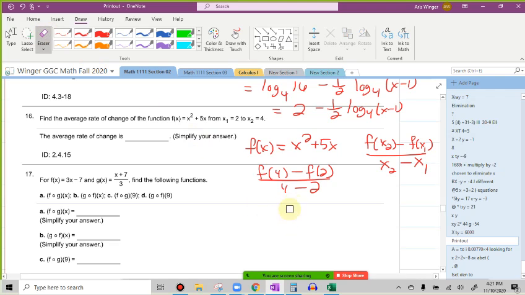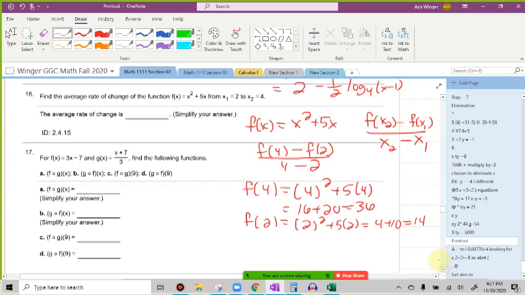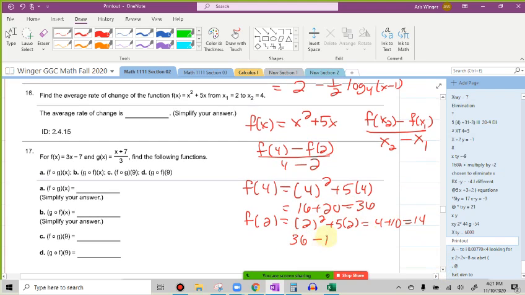We're plugging in. We'll take our time. F of 4 is what you get wherever there's an x, you put 4. 4 squared plus 5 times 4. 16 plus 20, that's 36. F of 2, 2 squared plus 5 times 2. 4 plus 10, 14. And therefore, f of 4 minus f of 2 is 36 minus 14 over 2. 22 over 2, 11.